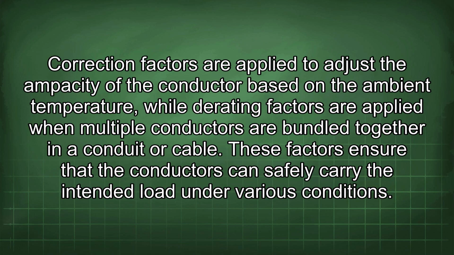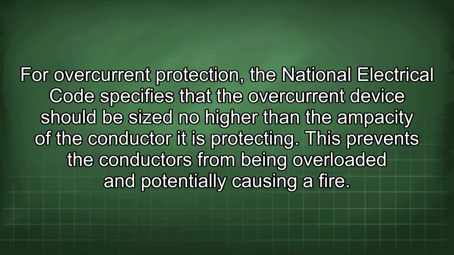Correction factors are applied to adjust the ampacity of the conductor based on the ambient temperature, while derating factors are applied when multiple conductors are bundled together in a conduit or cable. These factors ensure that the conductors can safely carry the intended load under various conditions. For overcurrent protection, the National Electrical Code specifies that the overcurrent device should be sized no higher than the ampacity of the conductor it is protecting. This prevents the conductors from being overloaded and potentially causing a fire.